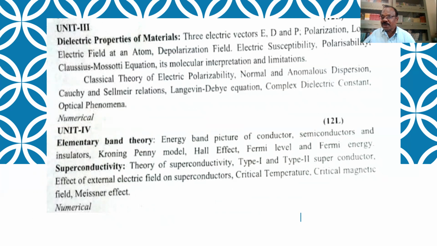Again, the superconductivity. The theory of superconductivity explains that superconductors are materials which can transmit electricity without any loss. These superconductors are of two types, type 1 and type 2. The effect of the external magnetic field on the superconductor, what is the critical temperature and the critical magnetic field, as well as the Meissner effect, are studied in this unit.